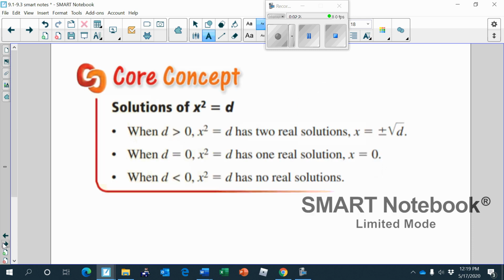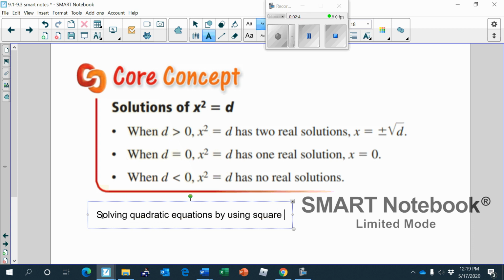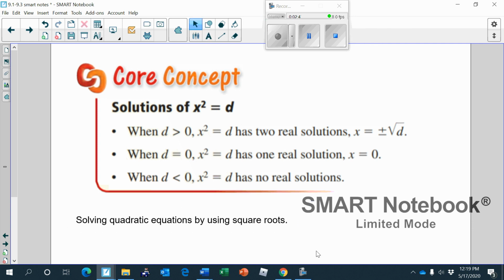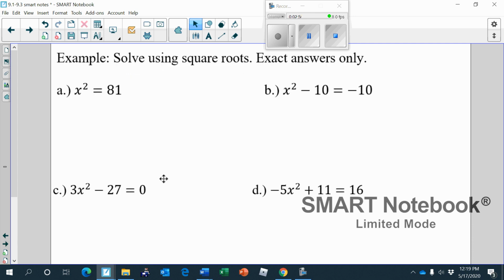And our next way of solving is by using square roots, okay? So we are solving quadratic equations by using square roots. So again, that's why we just simplified our square roots, because those are the types of answers we're going to be getting. If you want, you can look at this. I'm going to explain it through examples, and then it may make a little bit more sense if you come back to this. All right, so let's look at an example.